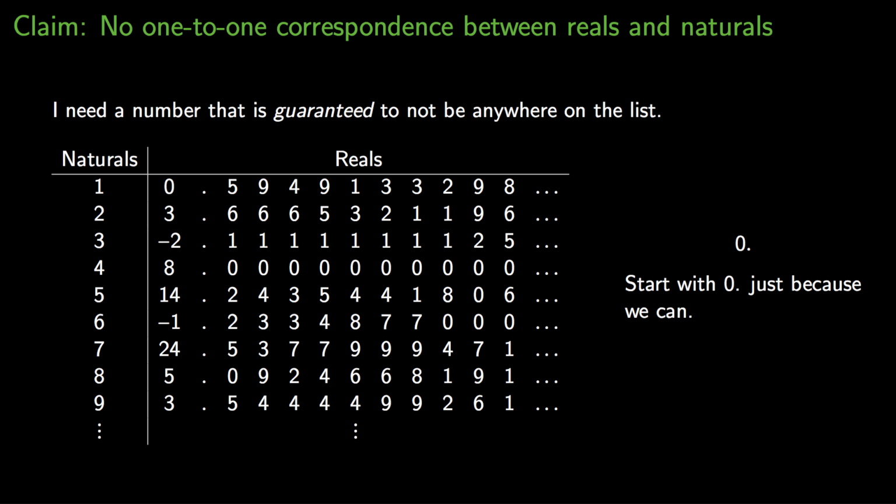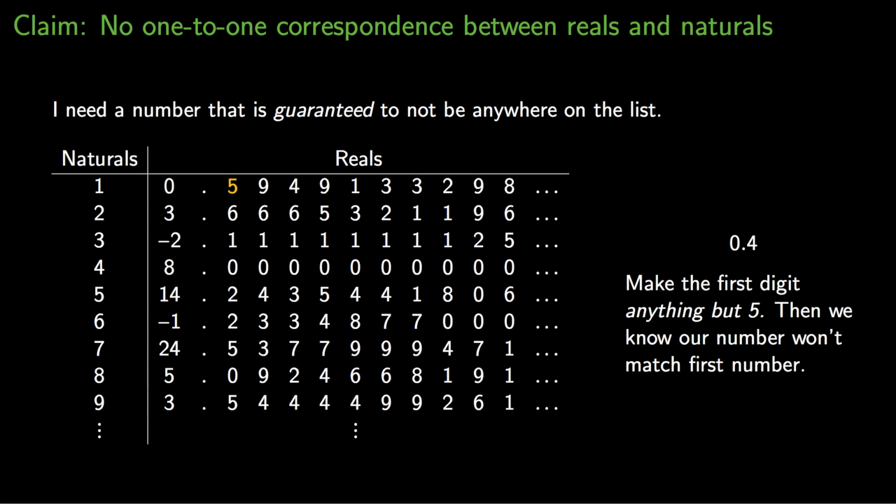So here's my table again, and I'm going to start with 0 point just because all I care about right now is what's going on after the decimal point. Take a look at that first row, that first real number. Do you see how that tens place is equal to 5? I'm going to make the tens place of my magic number anything but 5. No matter what comes after in my decimal number, even if it was 949133298, blah, blah, blah, even if every other decimal place matches, I know my number won't match the first number.